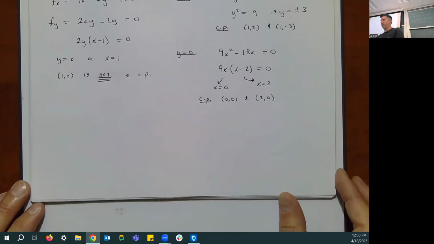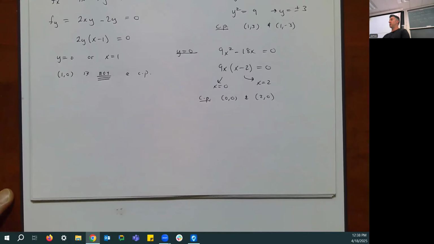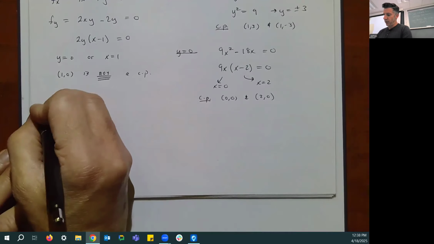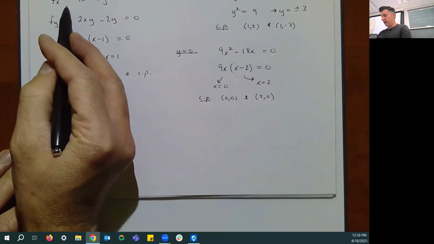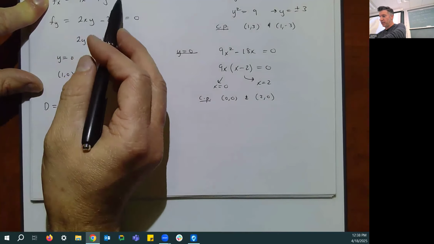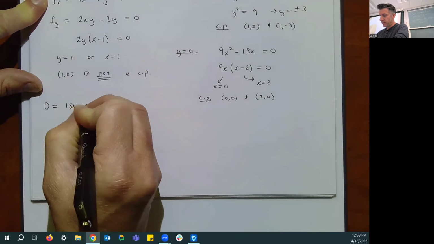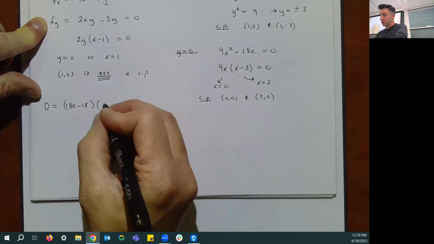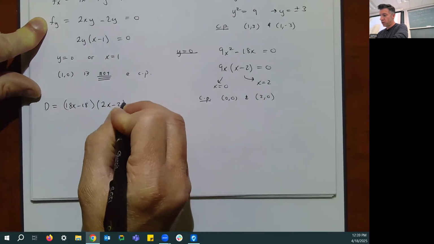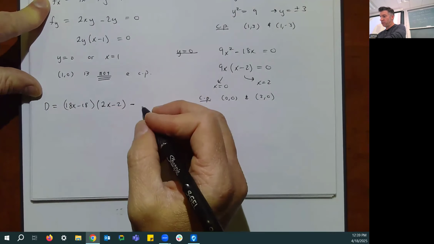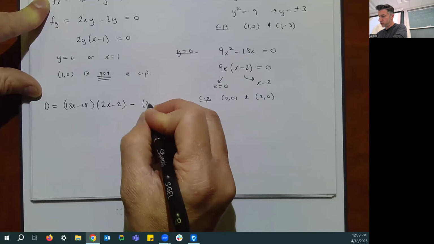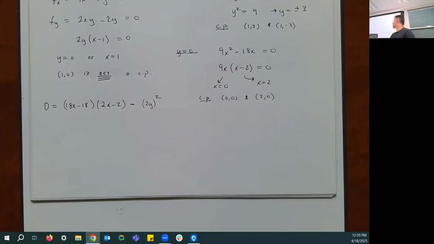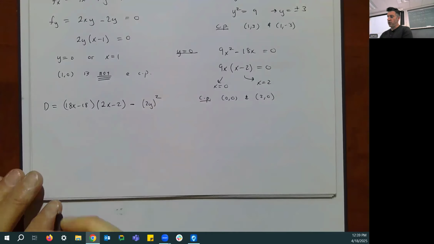And now we'll do the same thing we did before. We're going to test all of our critical points to see if we have a max, min, or a saddle. All right, so we've got to find capital D. So capital D is going to be fxx, which is going to be 18x minus 18, fyy, which is going to be 2x minus 2, and then fxy, which is going to be 2y squared. Do not simplify this. It doesn't help you really. And in fact, you're probably going to hurt. So let's start plugging in things.